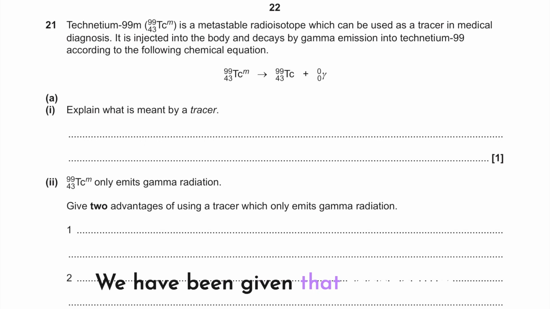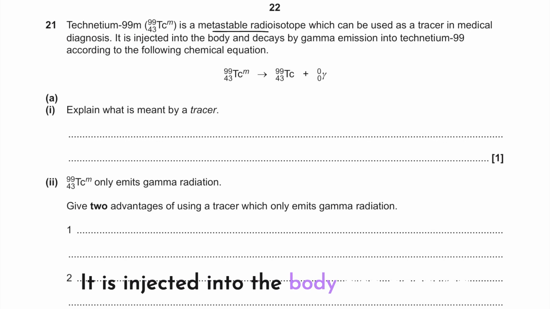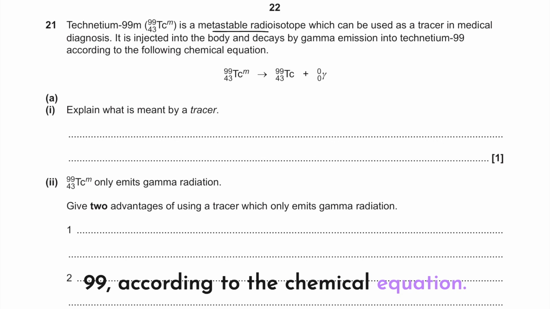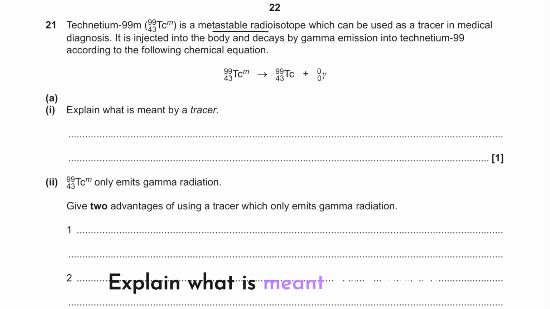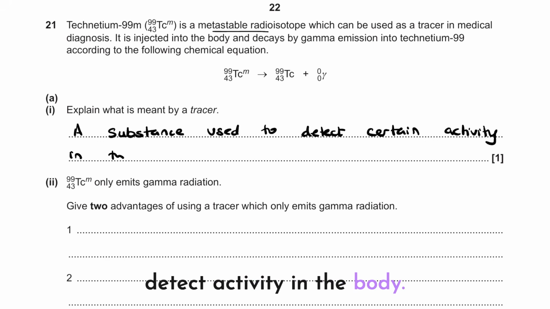We have been given that technetium-99m is a metastable radioisotope, which can be used as a tracer in medical diagnosis. It is injected into the body and decays by gamma emission into technetium-99 according to the equation. Explain what is meant by a tracer. It's a substance used to detect activity in the body.